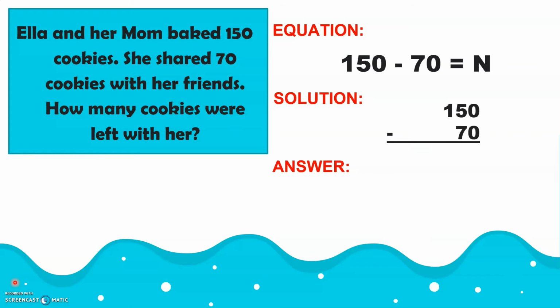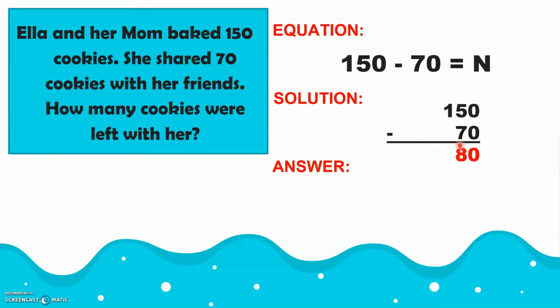150 minus or take away 70. So let's start from the ones place value. 0 minus or take away 0 is equal to 0. Next is tens place value. 5 minus or take away 7 cannot be. So we will do the regrouping.